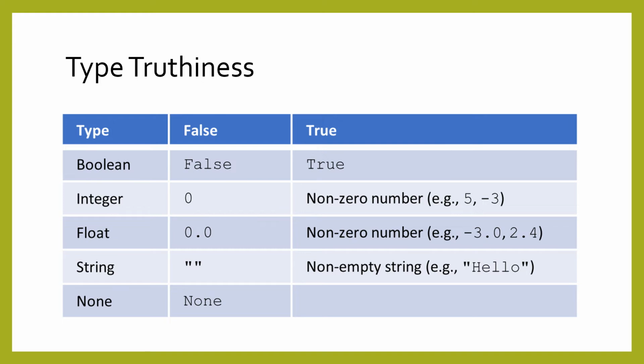Any expression can be evaluated as a conditional according to the rules of truthiness. How it is evaluated depends on its type. For integers and floats, any non-zero value is considered true. For strings, any non-empty string is considered true. The None type has no true values.